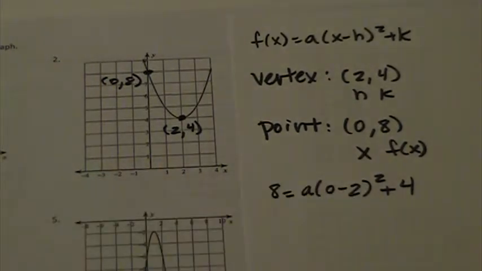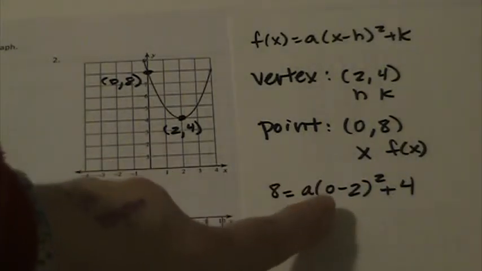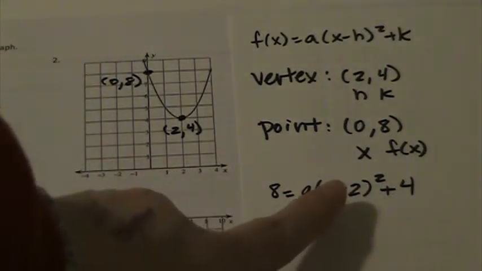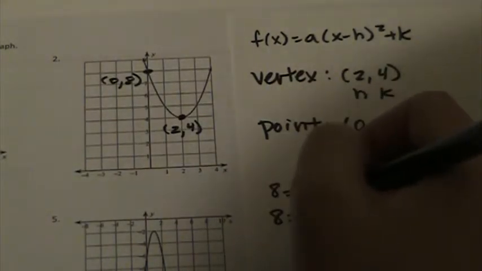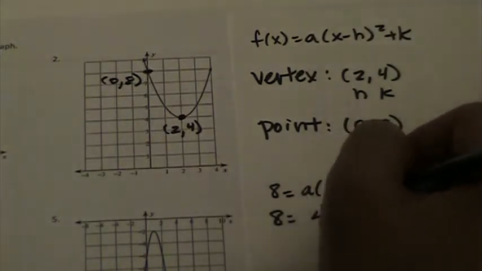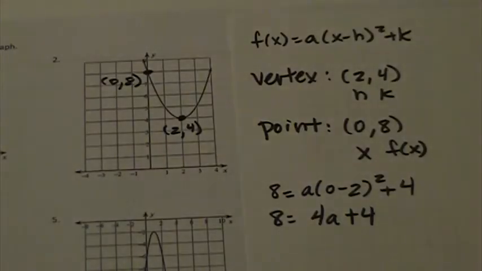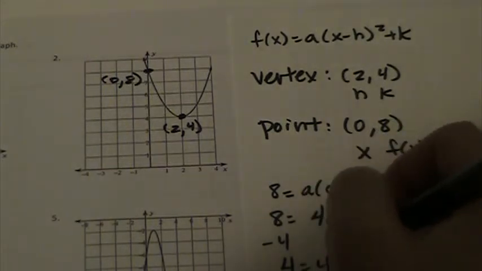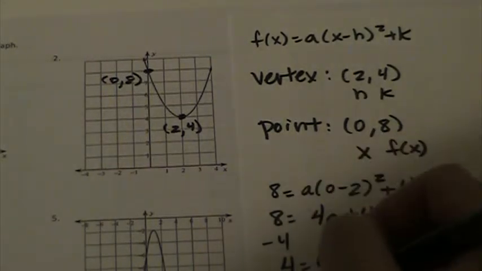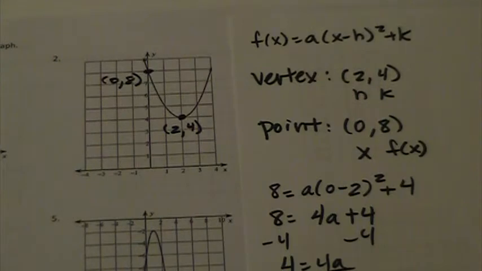0 minus 2. Remember, order of operations says you do what's in the parentheses and then the exponent. So I'm going to do 0 minus 2, which is negative 2, and then I'm going to square it, which is positive 4. So that becomes 4a. And now it's just a 2-step equation that we've been solving since Algebra 1. So subtract 4 from both sides and then divide by 4. So A equals 1.